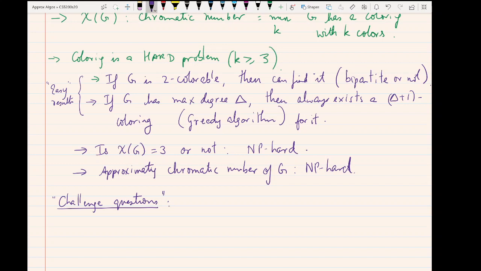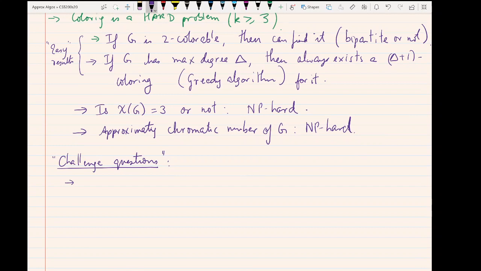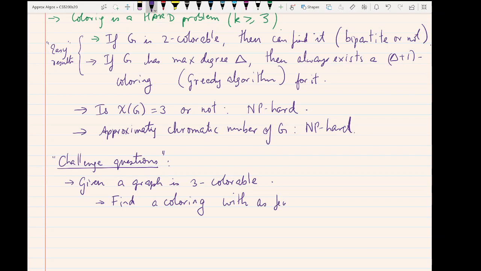A challenge question takes the following form. A person comes along and gives you a graph that he promises is three colorable. So given that the graph is three colorable, there's no longer a decision version of whether chi of G is 3 or not. It is given that it is 3. Find the coloring. And in fact, we are not even asking you to find a 3 coloring of the graph, but we are saying just find a coloring with as few colors as possible. And this looks like a drastic simplification of the original problem of approximating the chromatic number of the graph.